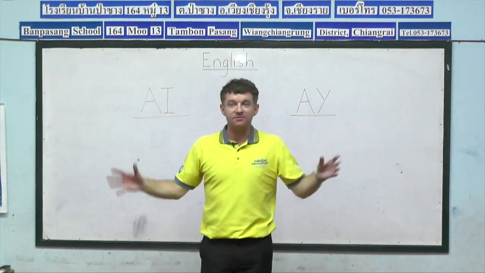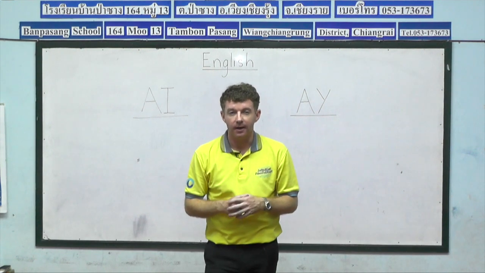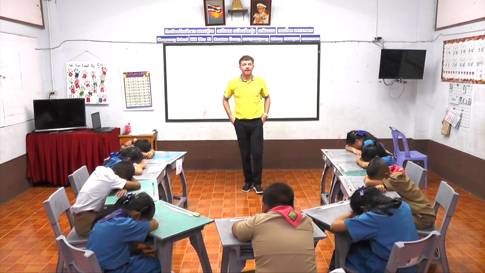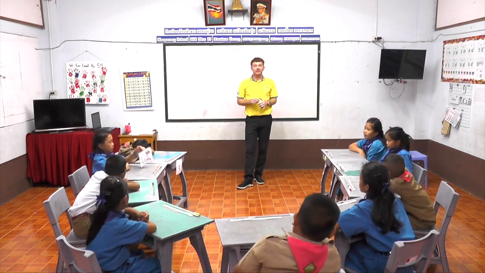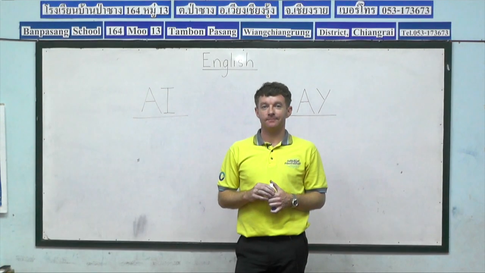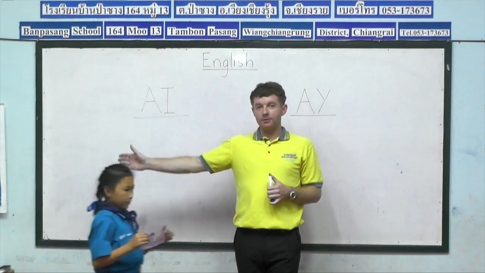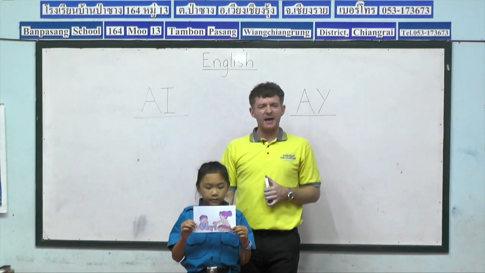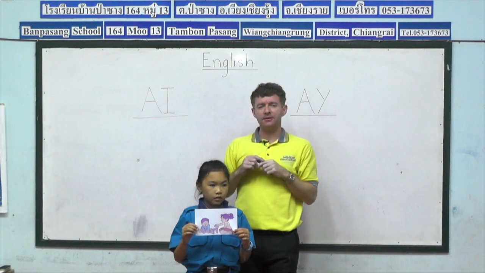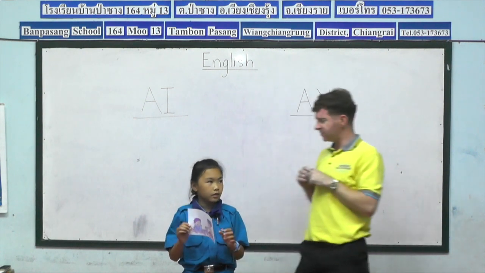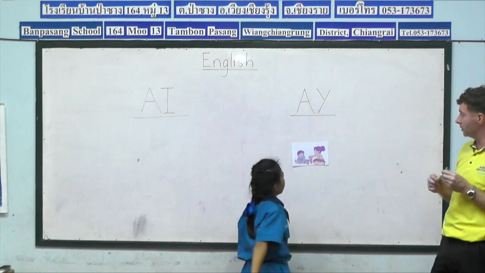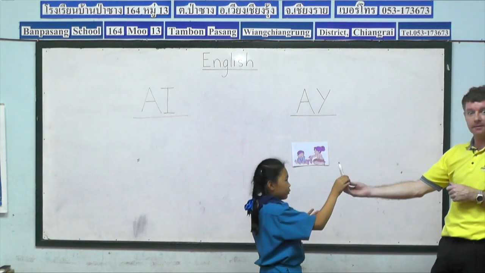So guys, let's close our eyes first, and then let's see what pictures we can see. Open our eyes, guys. Nadia, come and join me at the front. So first of all, can you show your friends the picture? What do we think, guys? What word? Play. Now, do we spell play A-I or A-Y? A-Y. Nadia, is that correct? Okay. So we can place it in the A-Y column, but now how to spell play?